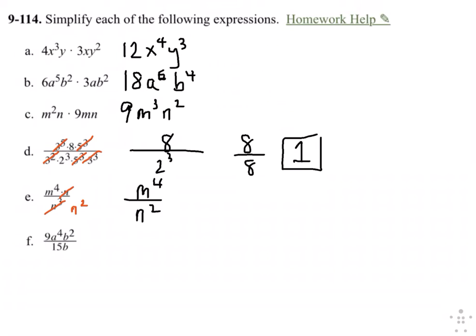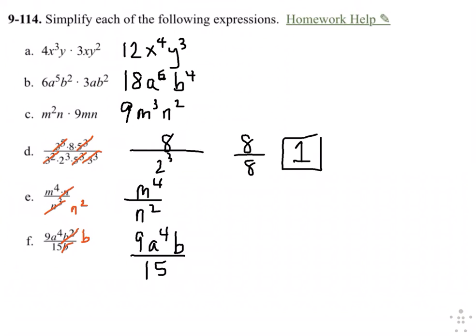And for the last one, let's see what cancels. I have a b squared and a b is left with a b to the first in the numerator. So I have 9a to the fourth b over 15.